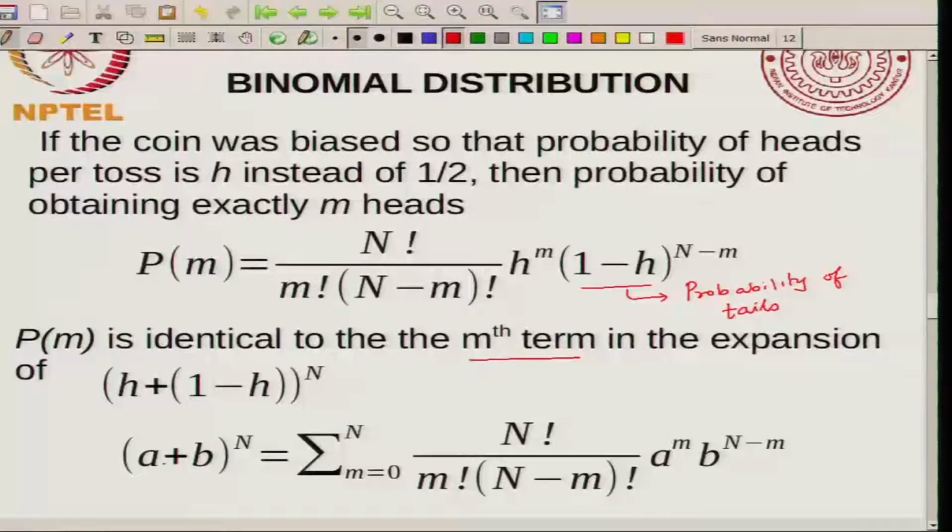Now, instead of a plus b raised to n, if you have h plus 1 minus h raised to n, then these terms would exactly correspond to your p of m. All these terms in the binomial expansion will look just like this, and that is why this is called a binomial distribution. Since this is nothing but the mth term in this expansion, if you sum over m equal to 0 to n of all the probabilities, you will just get 1, because h plus 1 minus h is nothing but 1. That is expected because the sum of probabilities should add up to 1.